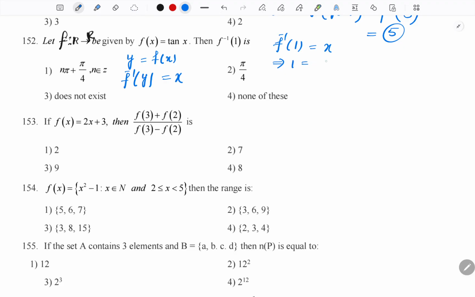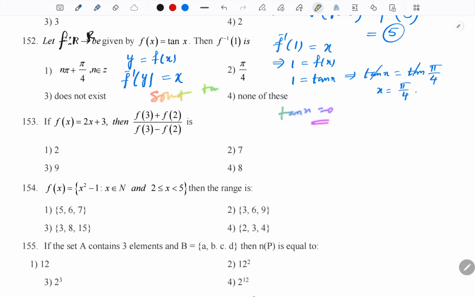1 equal to f of x. Then what is f of x? Here they given tan x, right? From this one, tan x equal to 1. When you look in the tan table, tan pi by 4. If I cancel these two, then we will get x equal to pi by 4, right? And also students, you know very well, what is the solution of tan x? If tan x equal to 0, then x goes to n pi. They're asking the general solution of f inverse of 1, right? Then n pi plus pi by 4 is the solution of f inverse of 1.